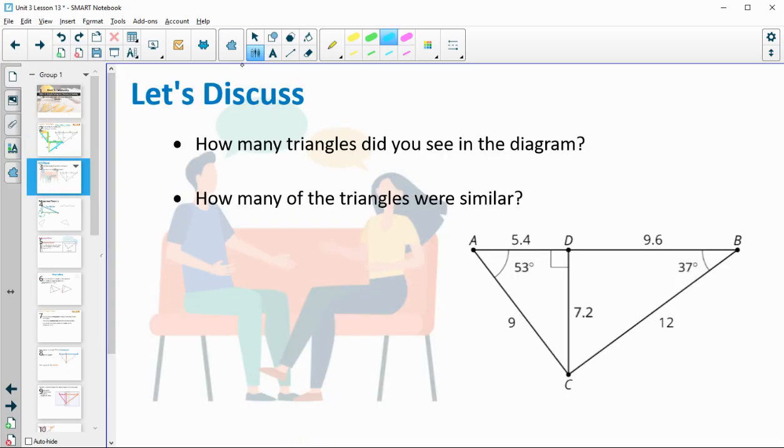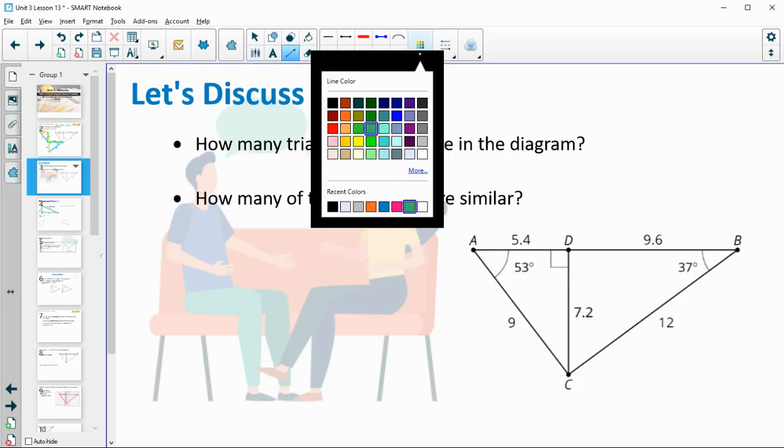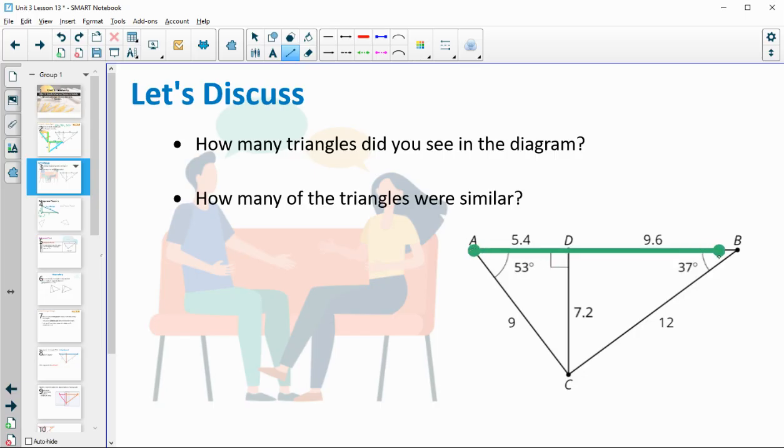So if we're looking at this, how many triangles did you actually see? We highlighted 2 triangles, but there's also this larger triangle. So there's actually 3 different triangles that we could possibly see here. And how many of them are similar?